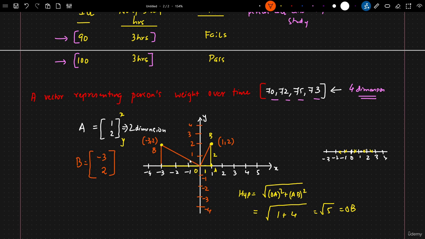And we can also calculate the hypotenuse. And this is the direction of this vector. Now, these are some very important things.